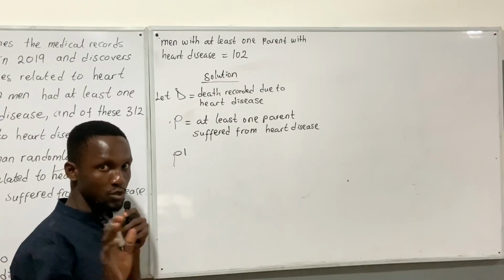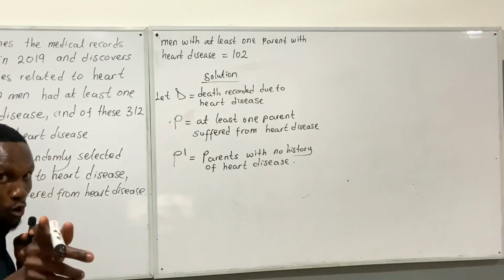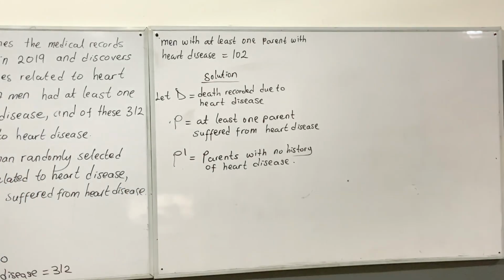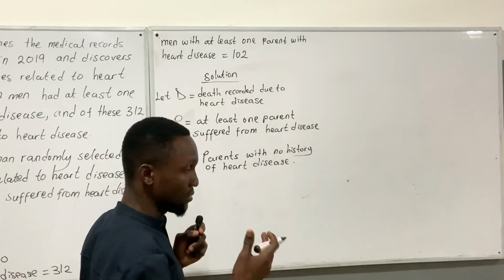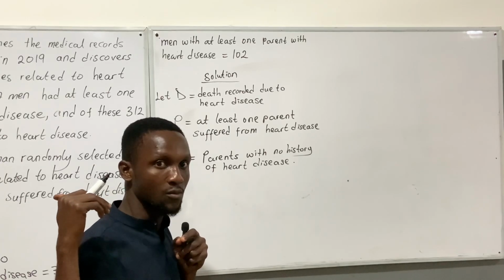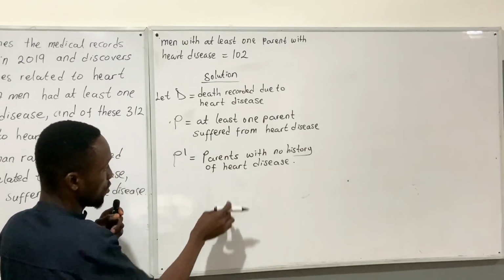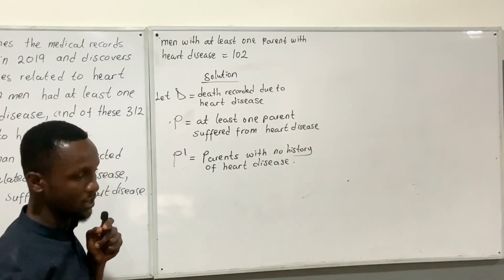They are parents with no history of heart disease. It's very important that we find that, because if you are confused, come here. The question said that determine the probability that a man randomly selected from this group died of causes related to heart disease, given that neither of his parents suffered. So we are looking for those that did not suffer. What is the probability of men who died of heart disease but they didn't have parents that were suffering from heart disease? Do you get it now? That is P complement. So that is the data we need, and now we can solve.